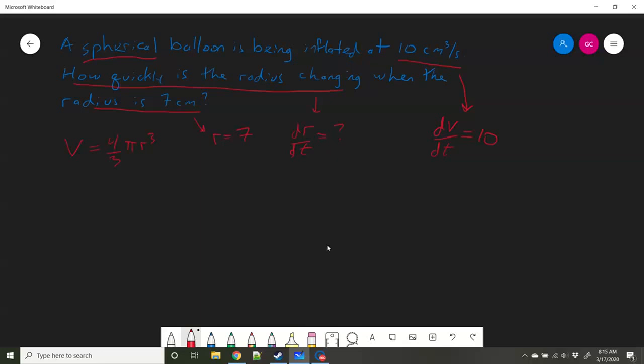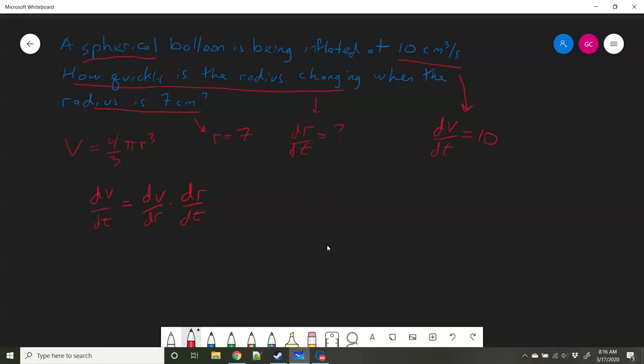Well, we want dr/dt. We know dV/dt, and we know how V depends on r. So since I have V as a function of r, maybe the easiest way to do this is as dV/dt is equal to dV/dr times dr/dt. Another option would be to solve this equation here for the radius in terms of the volume, in which case you'd be able to find dr/dV, the derivative of the radius with respect to V, and write a similar equation. But this is going to turn out to be quite a bit easier.